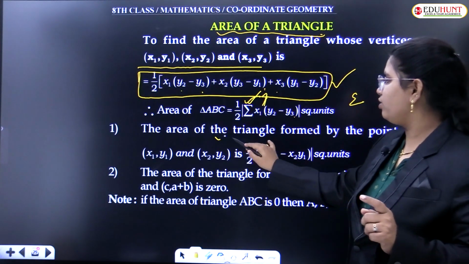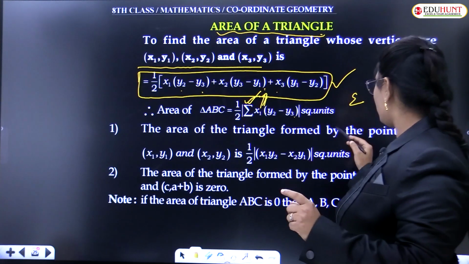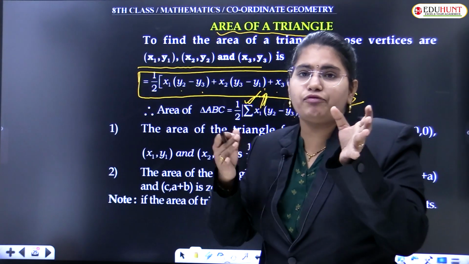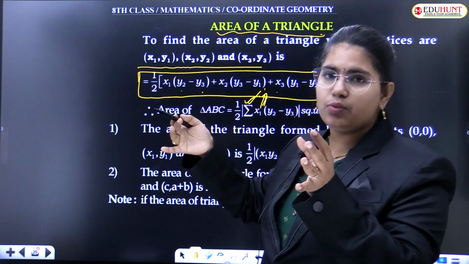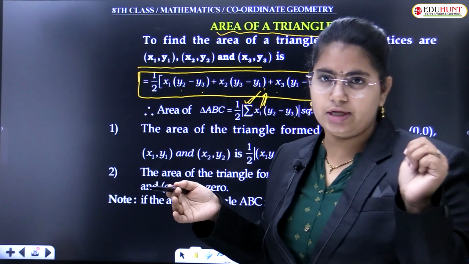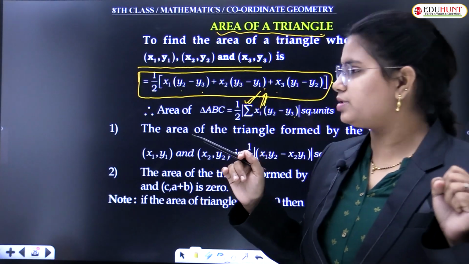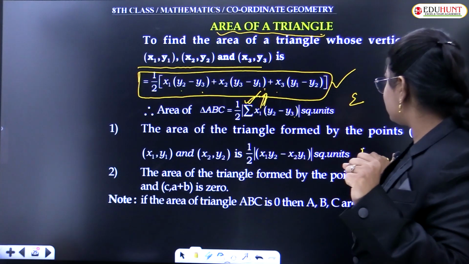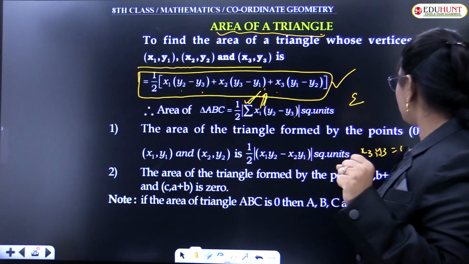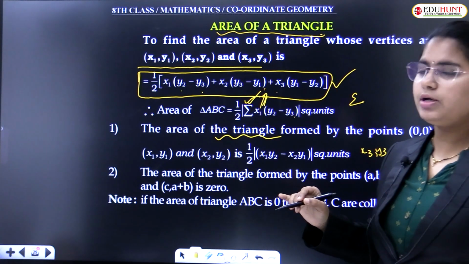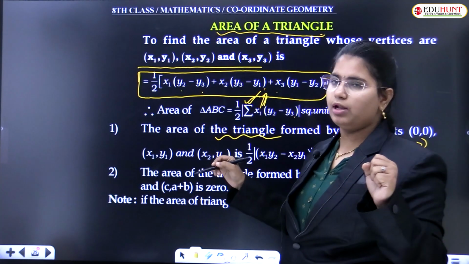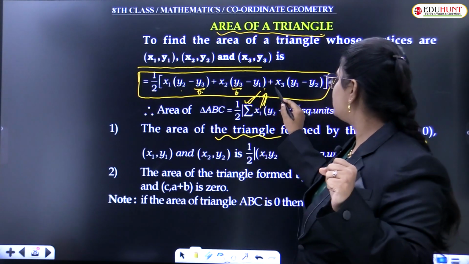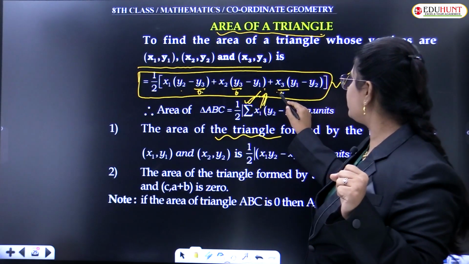Next one. You can also find the area of a triangle formed by points where one of the three vertices is 0, 0. So if I take x3, y3 equal to 0, 0 and apply it in this formula, what are you going to get? The y3 value is 0 and the x3 value is 0, so here also you will get 0.